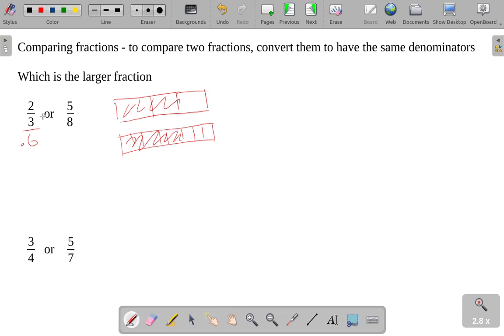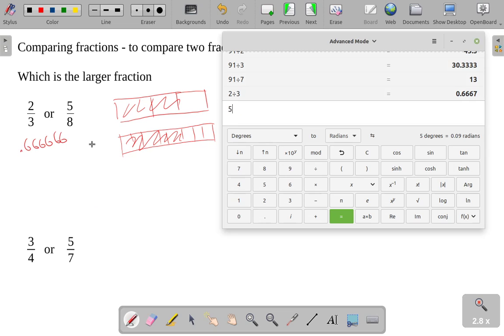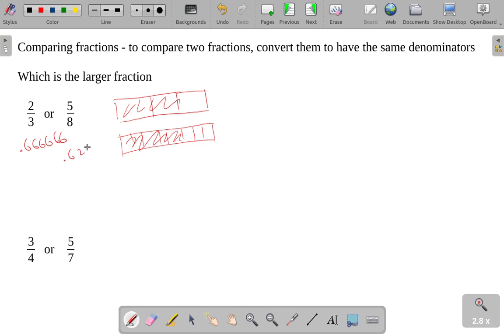So 2/3 is the same, according to the calculator, as 0.6 repeating. 5/8 on the calculator, if we type that in, 5 divided by 8 is 0.625. And then it's just a matter of comparing the two decimals, figuring out which one of these is bigger.